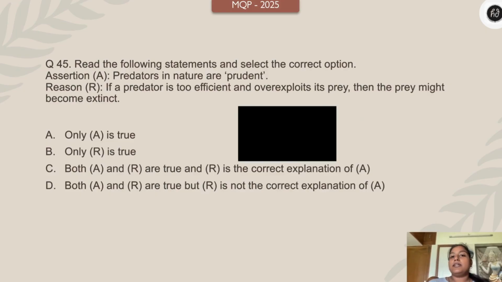Read the following statement and select the correct option. Assertion: predators in nature are prudent. Reason: if a predator is too efficient and overexploits its prey, then the prey might become extinct. What do you think, children? Do you think these are true? Assertion is true, reason is true: both assertion and reason are true, and reason is the correct explanation of A. Assertion and reason are true, but reason is not the correct explanation of A. What do you think? Your time starts 3, 2, 1 right now.